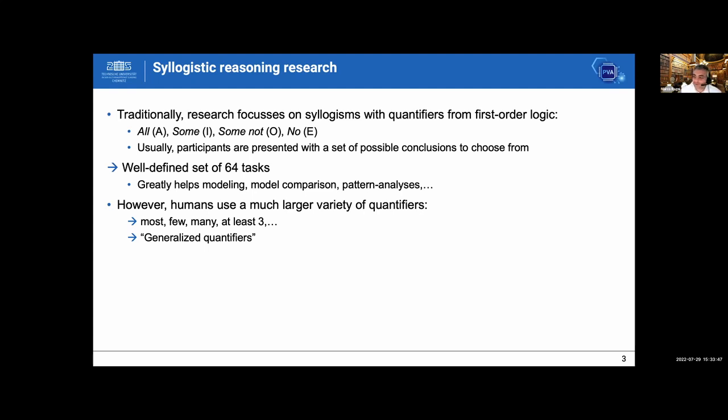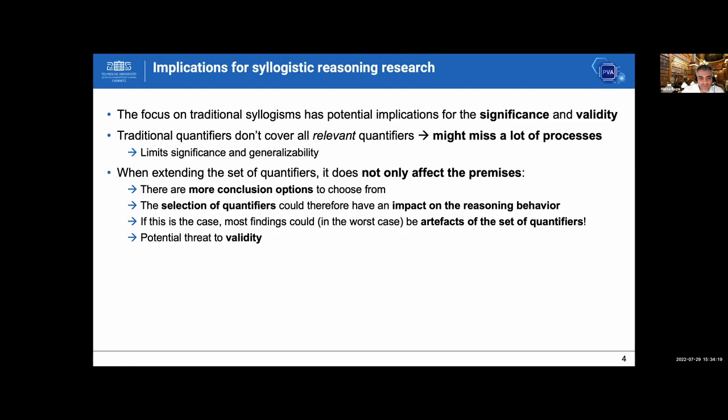However, despite being a great approach, forming a benchmark and enabling lots of research, we see that in everyday language, we very often use different forms of quantifiers, like most, few, many, at least 3, and so on. They have been called in psychological research generalized quantifiers. Why? Because they do generalize over them. Most, for example, might be something like more than a half. So they are used in everyday language.